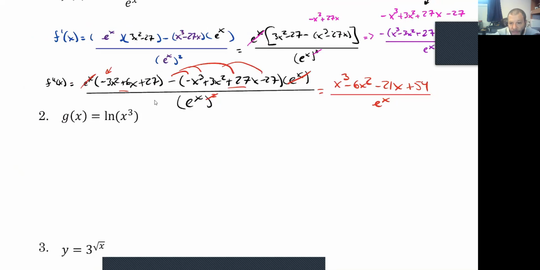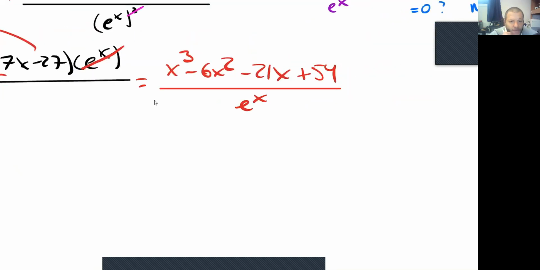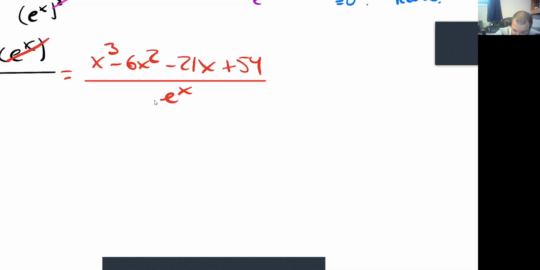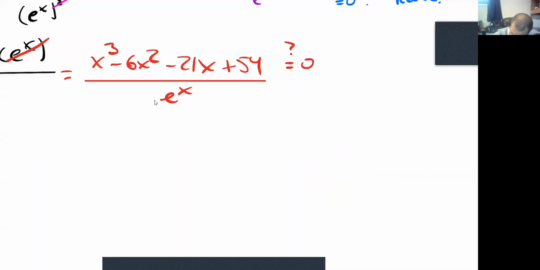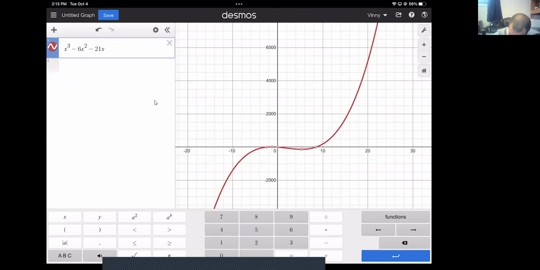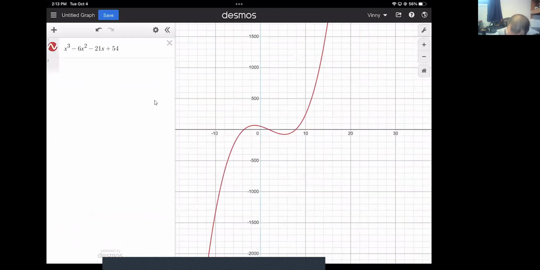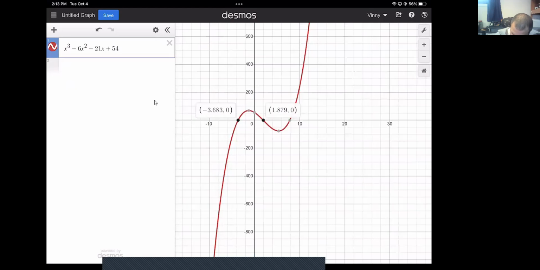So there's our second derivative, right? If I look at this thing, is it going to factor? I'm going to have x plus 6 on the left. Nope, that's not going to factor. So same thing, let's just find where the top is equal to 0, so we can potentially find our inflection points. So x cubed minus 6x squared minus 21x plus 54. Right, so that's going to hit 0 a few times.